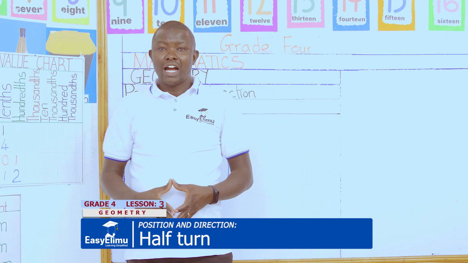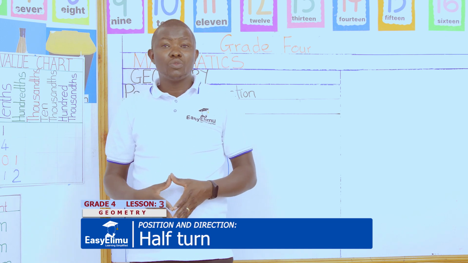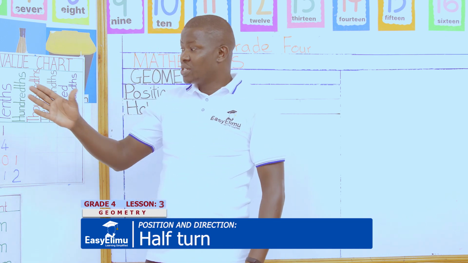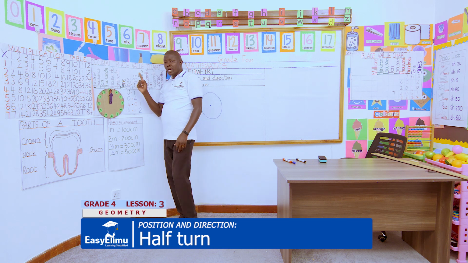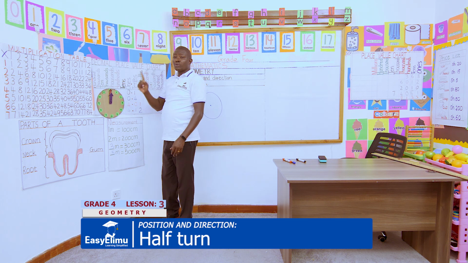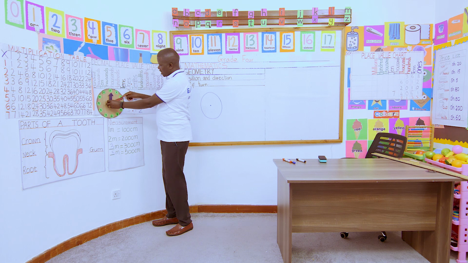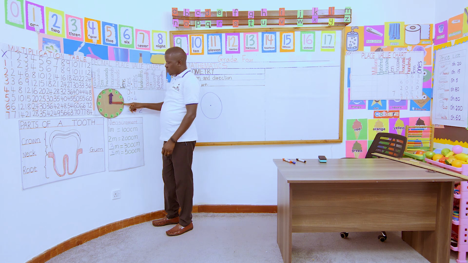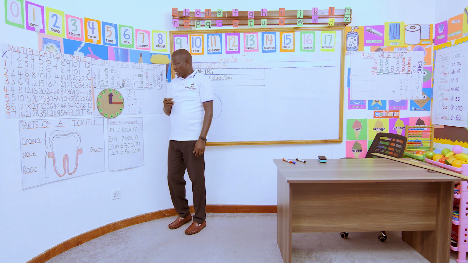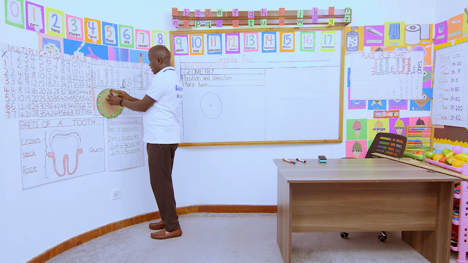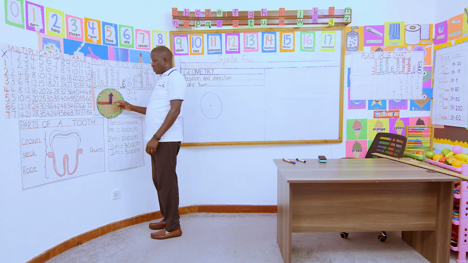But before then, I would like us to remind ourselves what we learned when we were making a quarter turn. We used this clock face and we made a quarter turn clockwise. Remember we said clockwise is moving to the right. So in a quarter turn, the minute hand turns quarter way, and the other one remains at 12. That is what we learned. Also we did it anti-clockwise, a quarter turn anti-clockwise, in this same way.